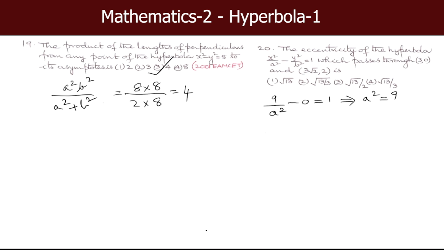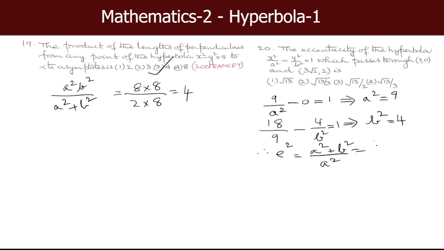It also passes through (3 root 2, 2). (3 root 2) whole square is 18 by a square 9, minus 4 by b square equal to 1. This gives b square equal to 4. Therefore, e square equal to (a square plus b square) by a square, so 13 by 9. Therefore, e equal to square root 13 by 3. Simple question, last option. Okay. Next.